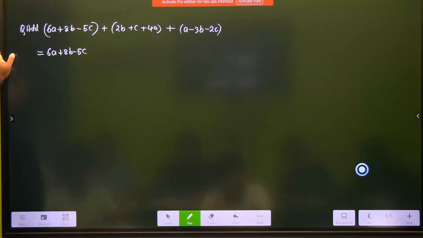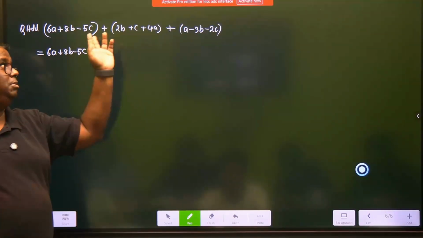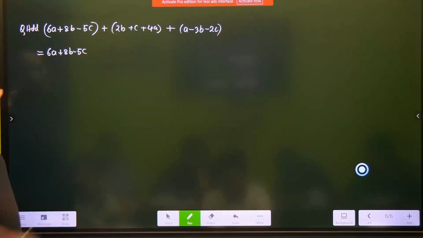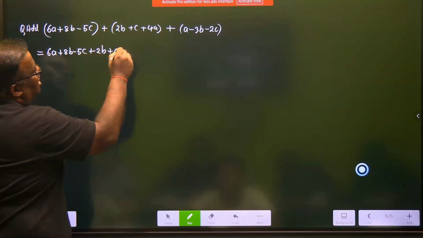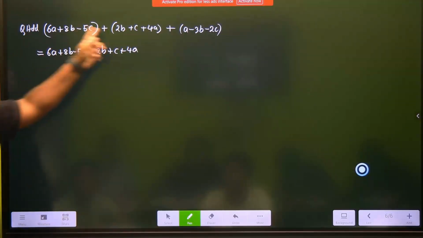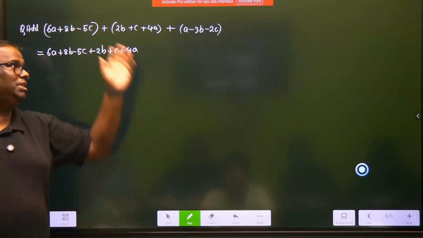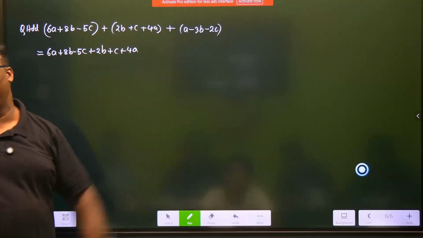Now we have to play kabaddi. This plus is going to raid this team. Plus into 2B is plus 2B. Plus 2C plus 4A. The plus multiplies all. It would have been the same thing. See, in plus it doesn't matter. If it was negative, then the sign would have swapped.